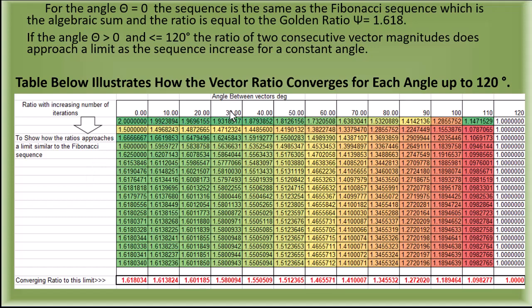But as you increase the angle between them, as you can see, it does approach some limit as you go up, and you can see the ratios here at the different angles are decreasing from 1.618, the golden ratio, down to 1 at 120 degrees.